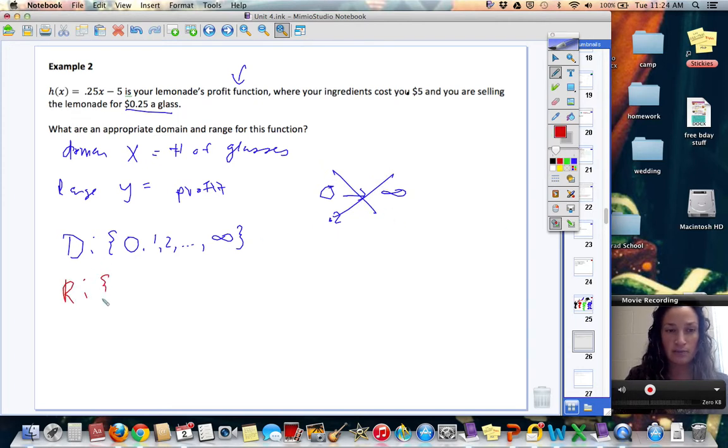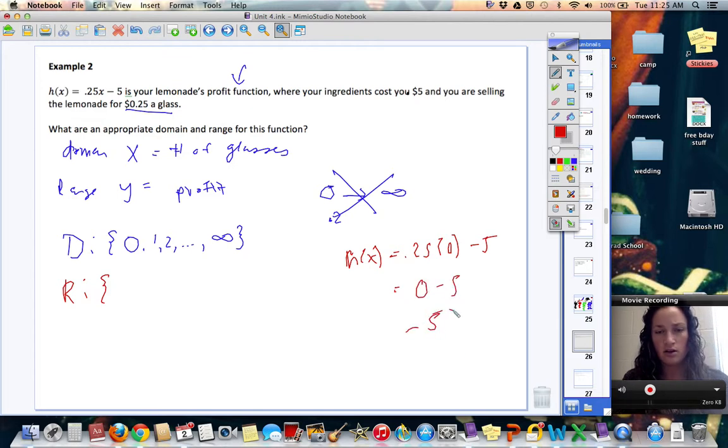My range then is my profit, the money that I can make. I need to start at 0. If I sell 0 cups of lemonade, I would have h of x equals 0.25 times 0 minus 5. Then I would have 0 minus 5, which equals -5. So the least amount of money I can make is that -$5 that I started with to get my ingredients. That's the least amount of cups, so that's the least amount of money that goes with it.